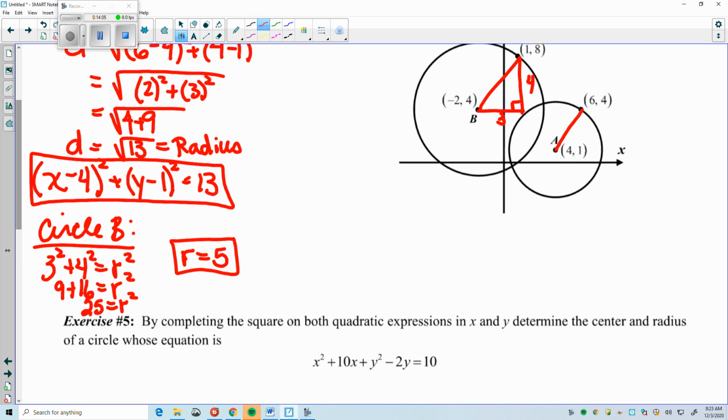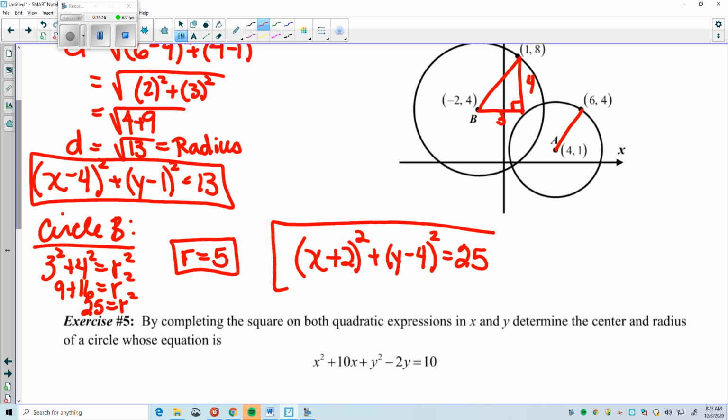Okay, now you can write your equation using your center. So we would have x minus a -2 squared plus y minus 4 squared is equal to your radius squared. So 5 squared is 25. So that's 2 different methods on how you could find your radius, either the distance formula or the Pythagorean theorem.